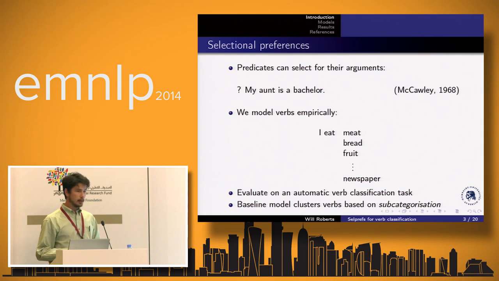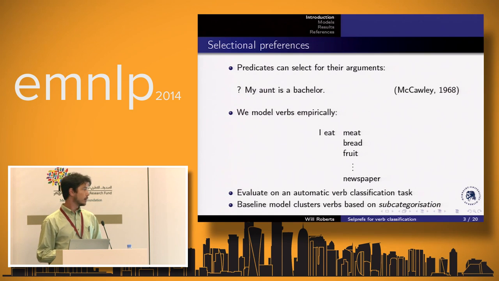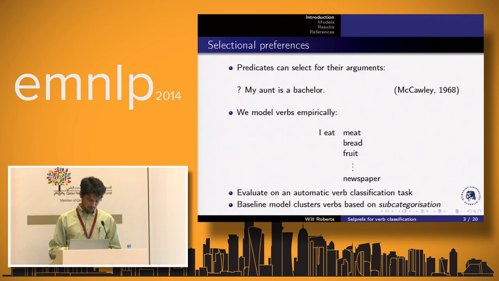In this work, the predicates that we're interested in looking at are verbs, and what we'll want to do is to model verb arguments empirically. So for instance, we might be interested in recording that bread is a more likely argument to the verb eat than newspaper. We're then going to compare different selectional preference models by evaluating them on an automatic verb classification task.